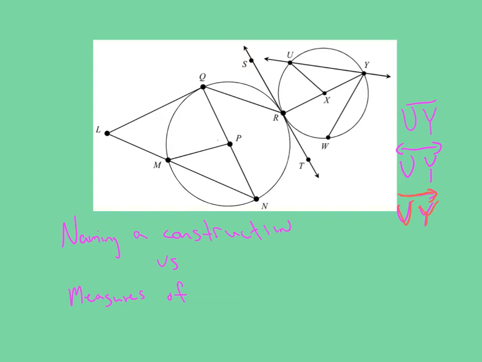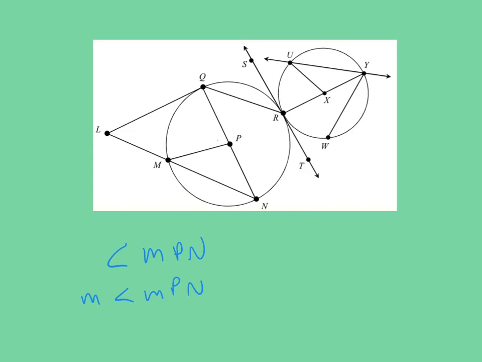Now, out of those constructions, which is the only one that I can actually measure? Segment UY. That's it. And if I want to measure that, and let's just say that this is 5 centimeters, then I would say UY equals 5 centimeters. And when I see two capital letters like that with no notation above them, that stands for the measure of segment UY, the length of segment UY. Critical.